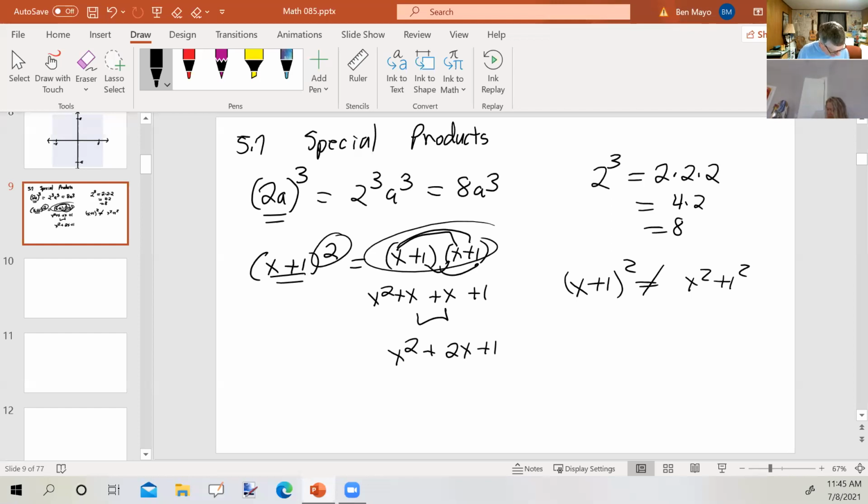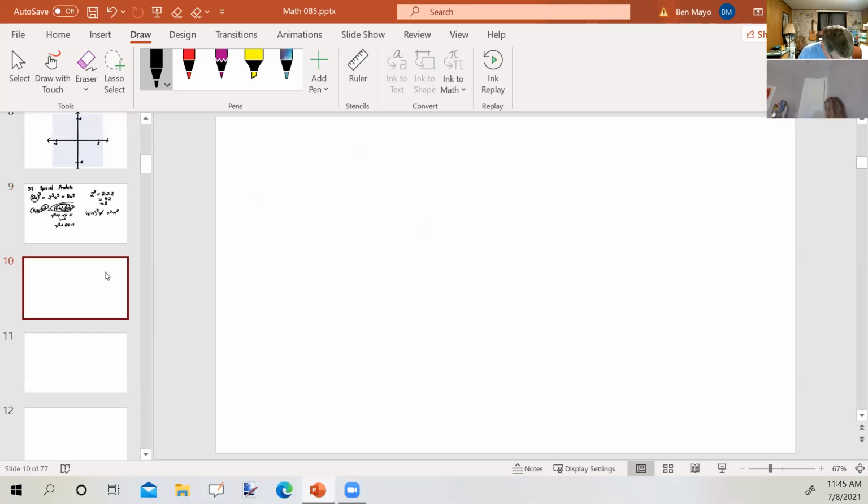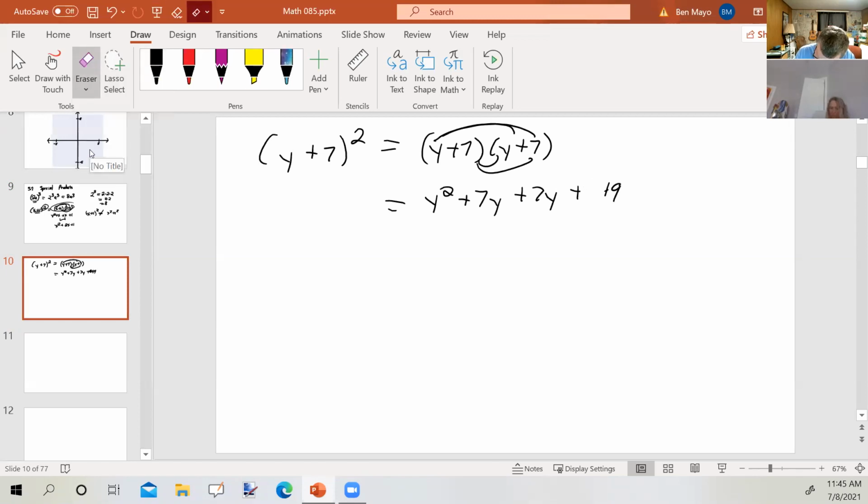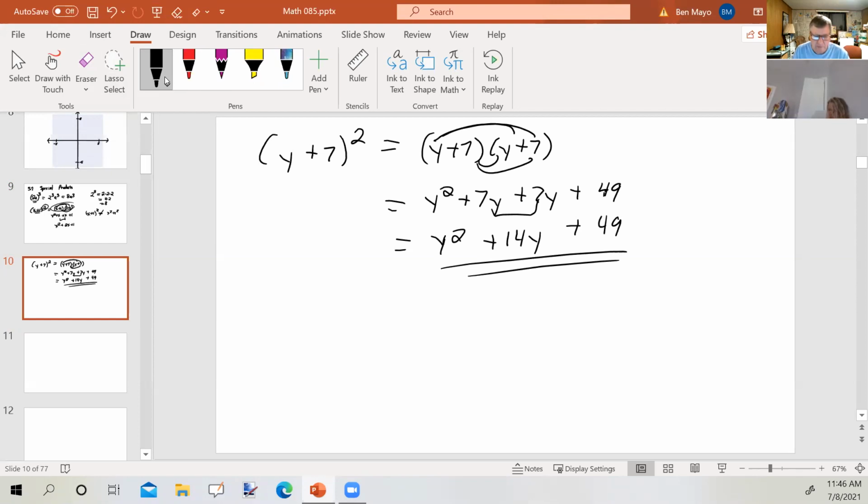All right, let's take a look at some more examples. Let's say I've got y plus 7, the quantity squared. So that becomes y plus 7 times y plus 7. Then you get y squared plus 7y plus 7y, whoops, plus, got ahead of myself there, 49. Which is y squared plus 14y plus 49.